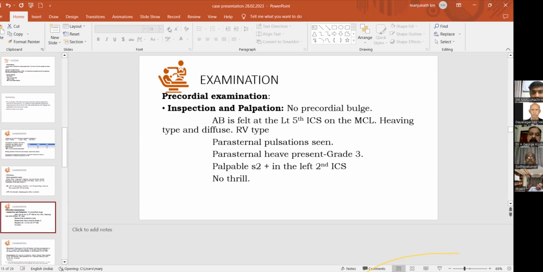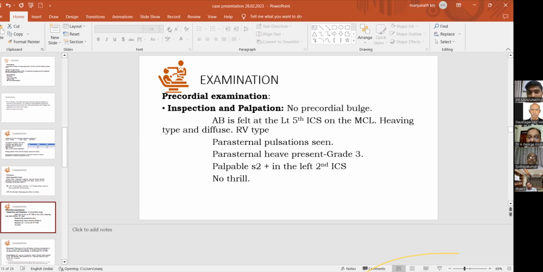Go ahead. And the correct term is character. It is not type. The character of the apex, the location of the apex. So whether you tell it is heaving or tapping or forceful, the correct terminology is character. Shall I go ahead? Okay, sir. Go ahead.